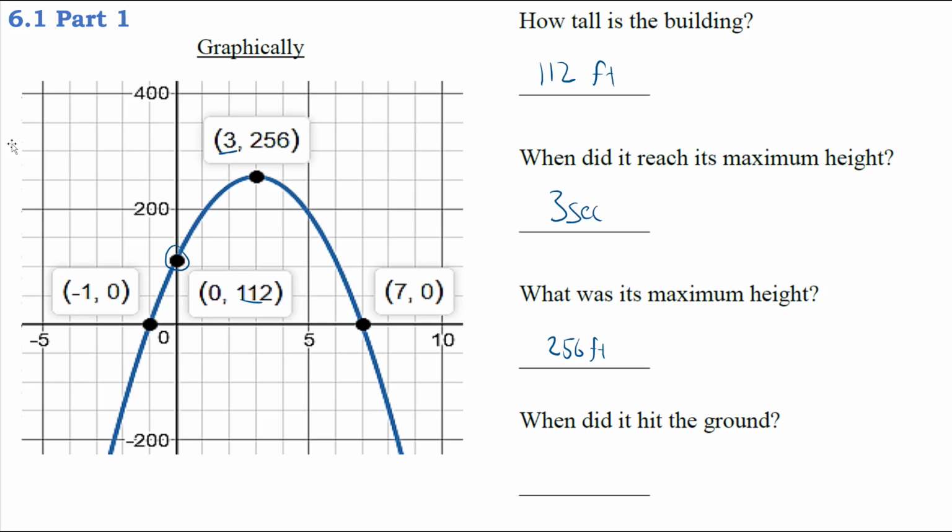And then when did it hit the ground? Well, we saw after 7 seconds, according to our calculations, it hit the ground. And according to the graph, after 7 seconds, it's back down to 0 again. It crosses that x-axis. So it hit the ground at 7 seconds. Alright, so hopefully that helps a little bit with the applications of quadratic functions. And you got some big ideas with that and figured out how to work those out. I'll see you next time.